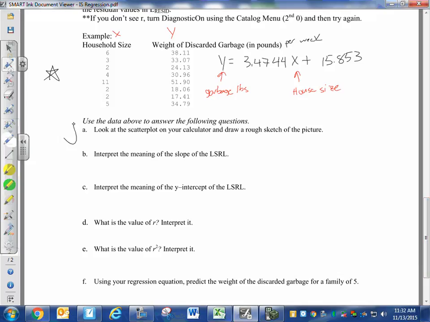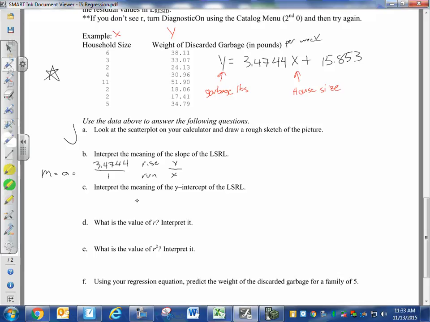All right, we looked at the scatter plot. We drew a rough sketch. You don't have to draw a rough sketch because you did the graph. Now let's interpret the meaning of the slope. The slope, this m, which is a in this situation, is 3.4744. Now to turn it into a slope, I like to put it over 1. That way I have a rise over a run. This is my y. This is my x.